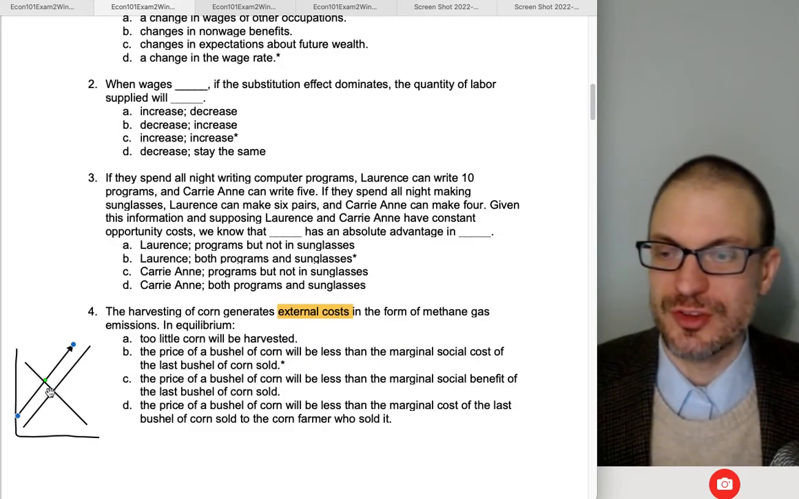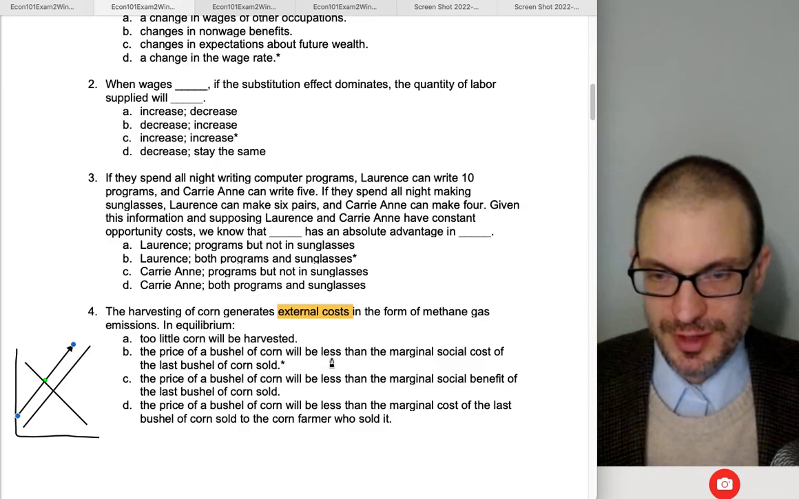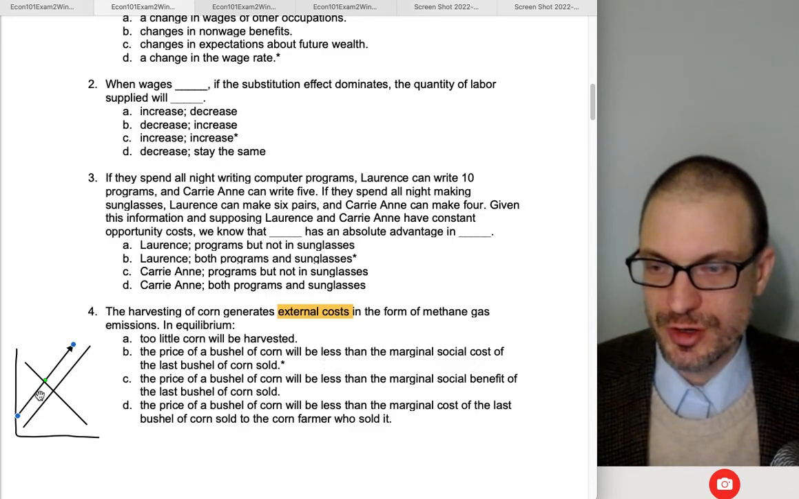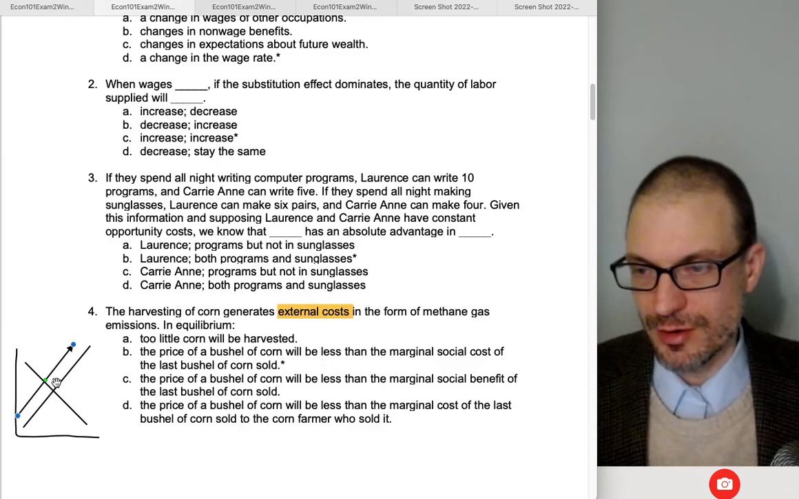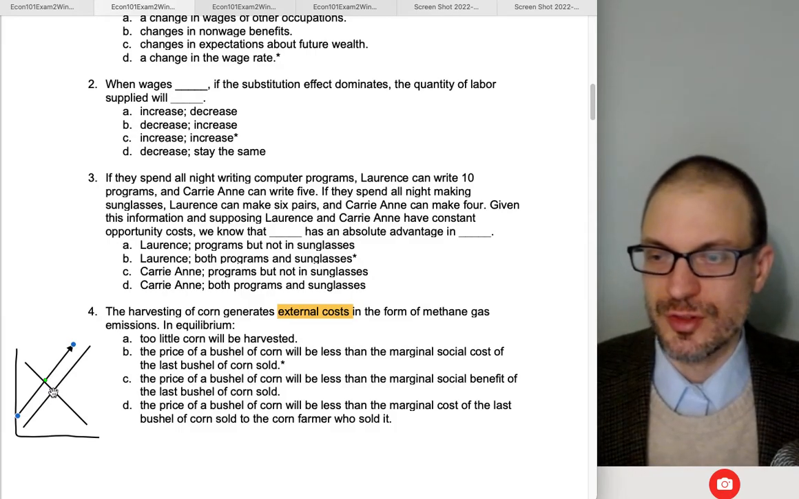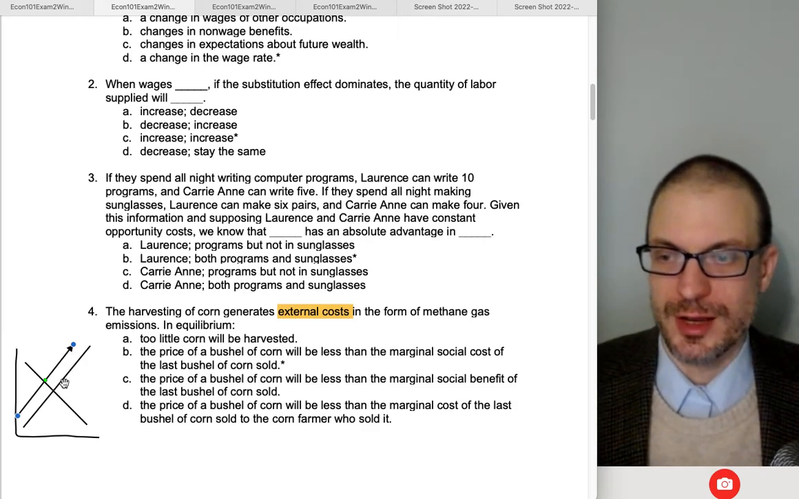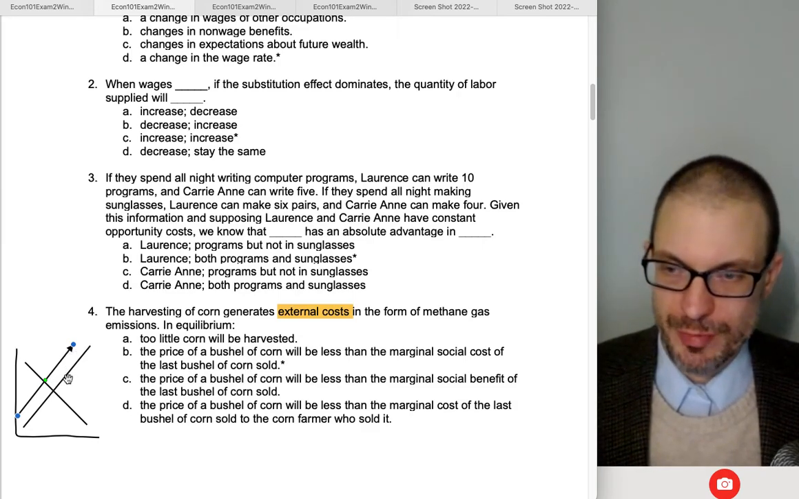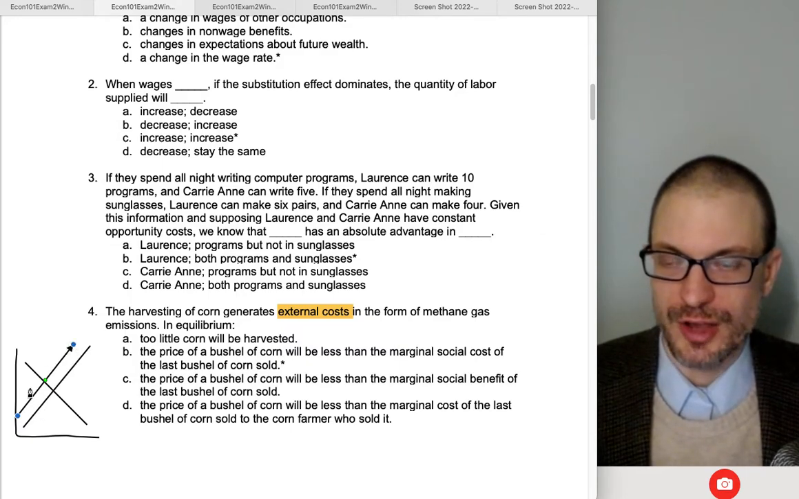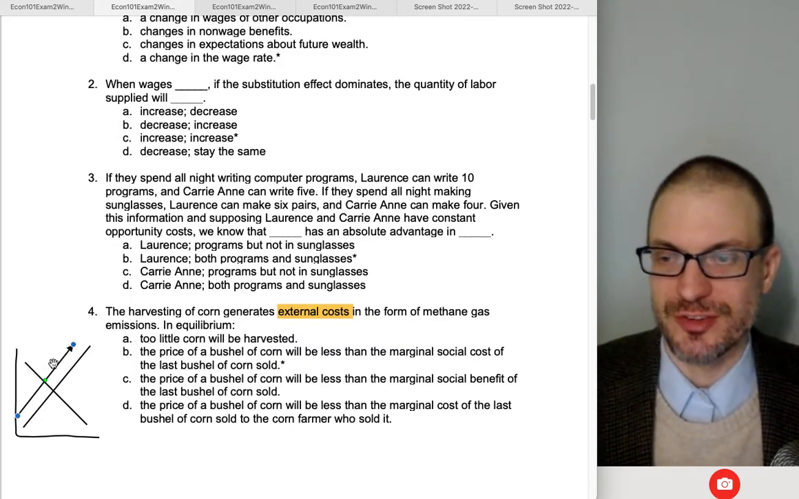socially efficient price. But what this is saying specifically is it's talking about a specific vertical distance, from here straight up to the curve. That's the size of the externality. So the distance between the two curves is going to be the x. This is the marginal private cost. This is the marginal social cost, which is going to be higher everywhere by the size of the externality.